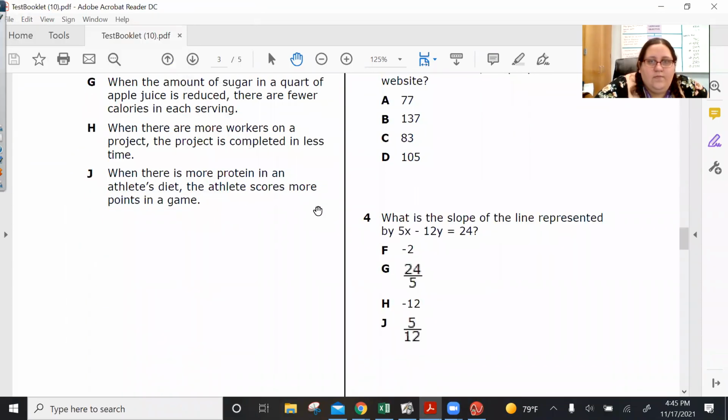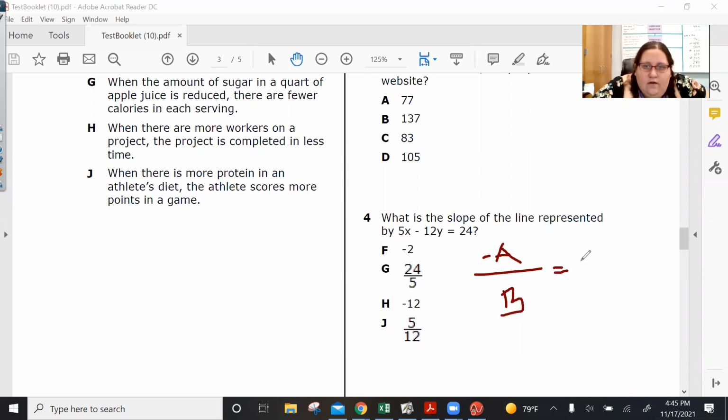Okay, number 4. What is the slope of the line represented by 5x minus 12y equals 24? Well, we know that our slope is negative a over b. This is your a, b, c. So negative 5 over, this is negative 12.